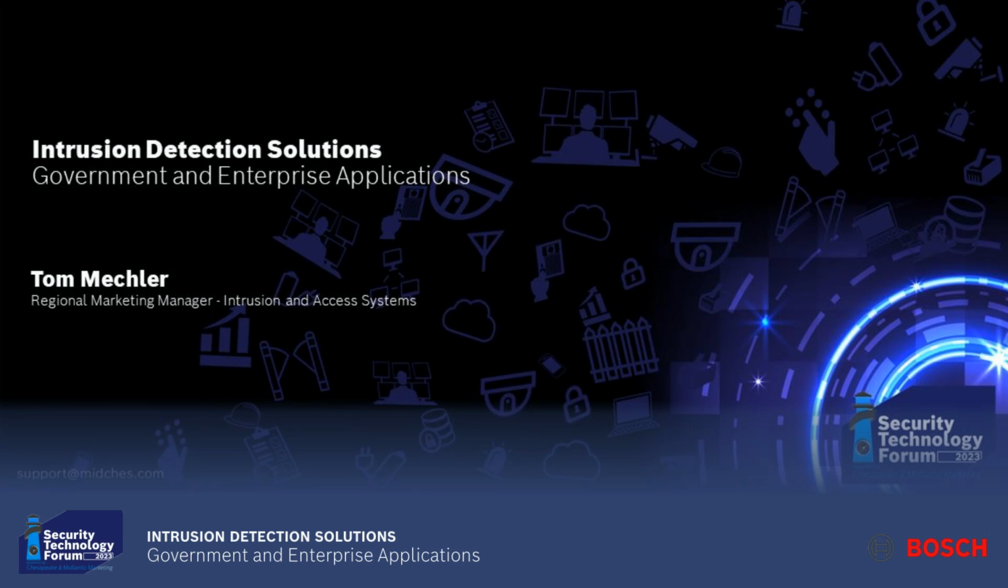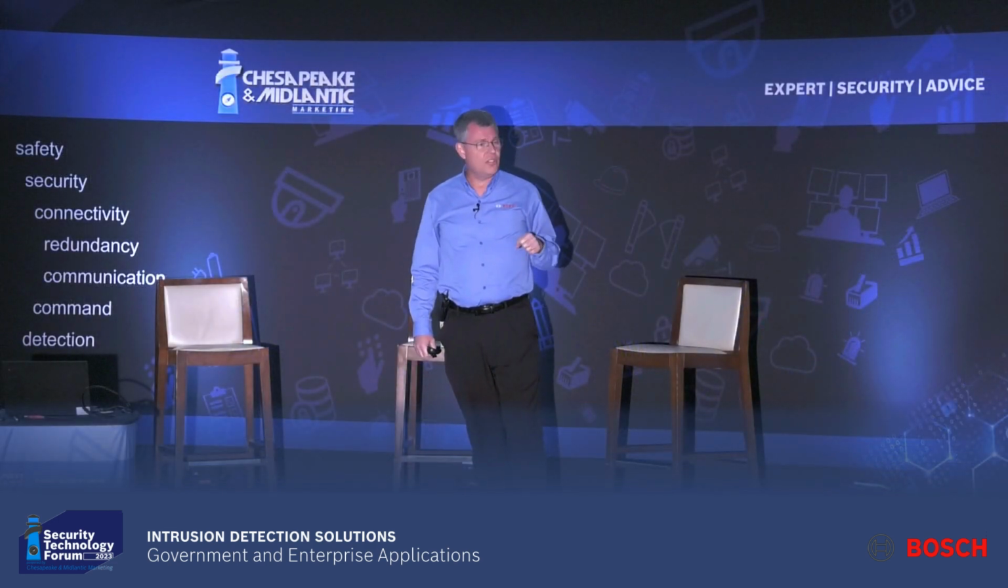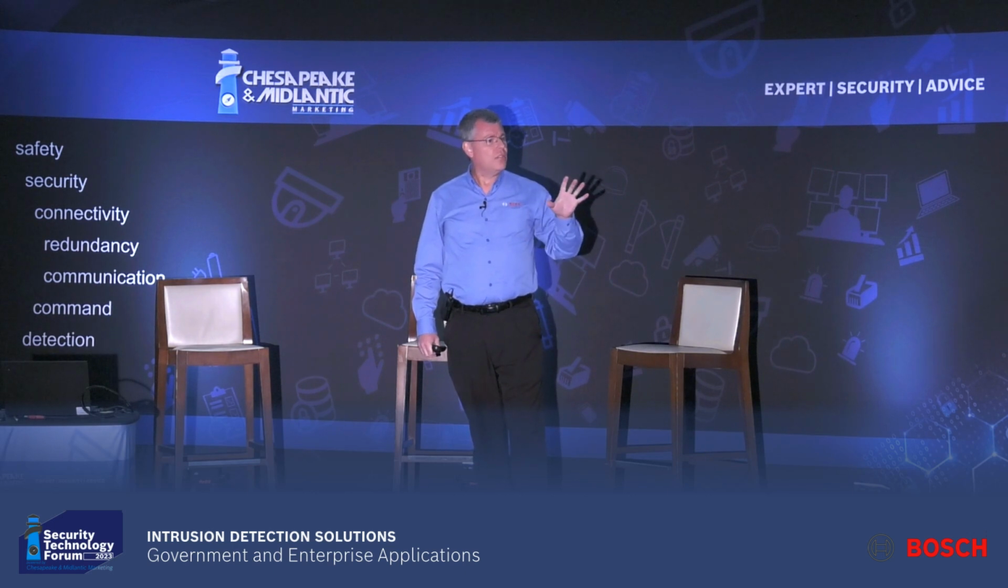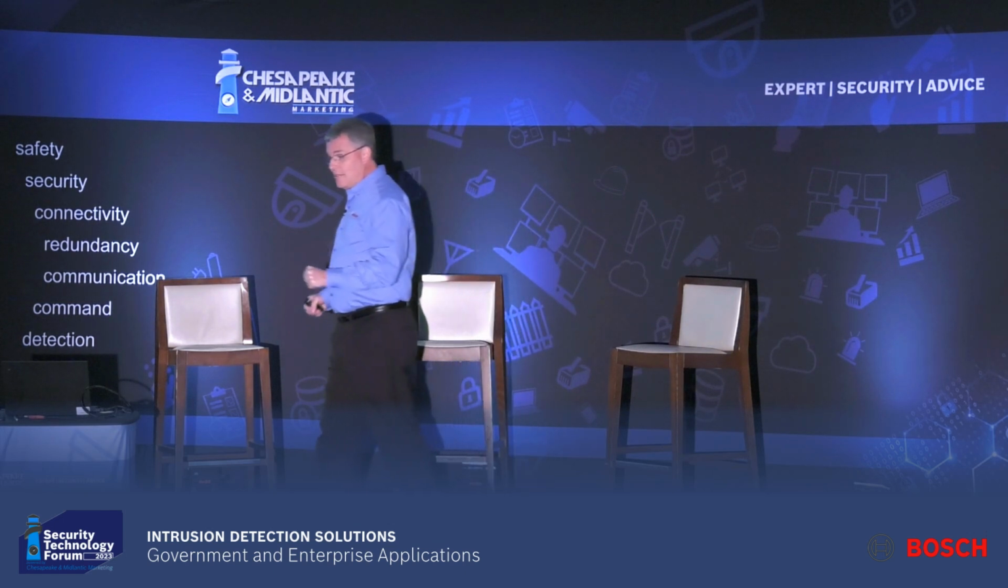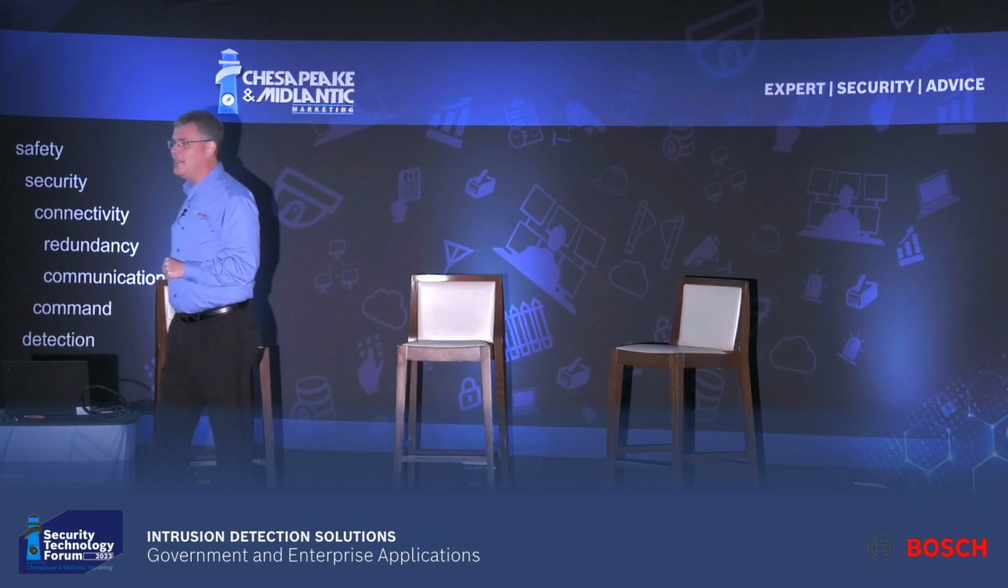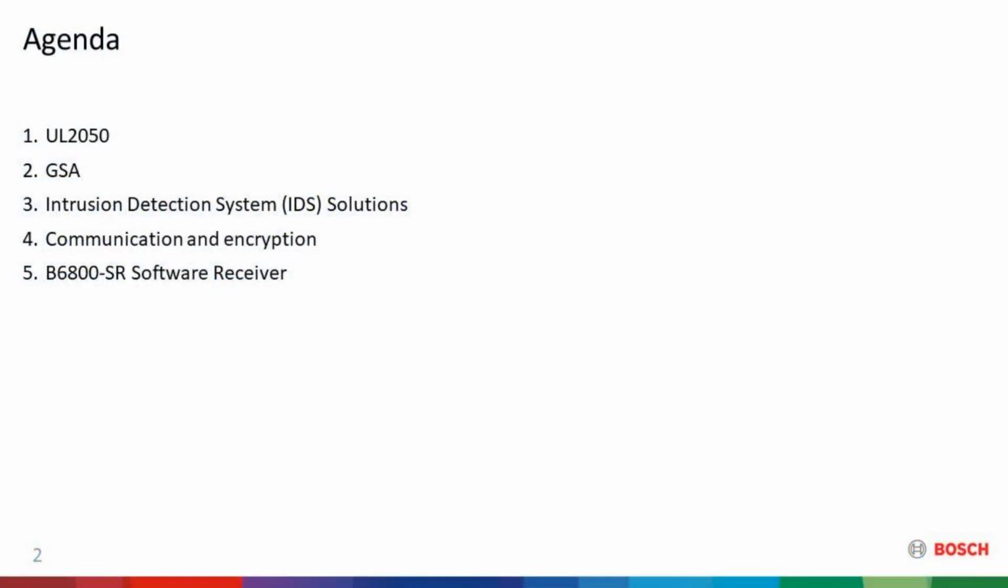Talk about the agenda a little bit. We're just going to touch on UL 2050 and what that is, a little bit about how Bosch intrusion is affected by GSA. We'll talk about intrusion detection systems, IDS, in this part of the world, in this part of the business. IDS is a big deal, so I don't get to say IDS much, so I'm going to say it a lot today. We'll talk about communication and how Bosch encrypts our communication.